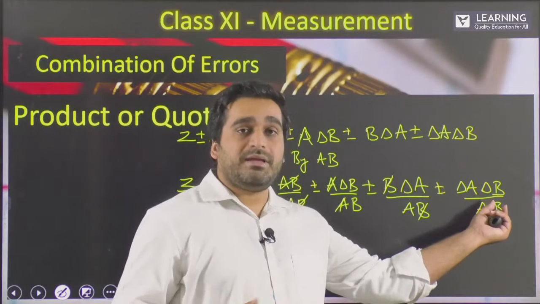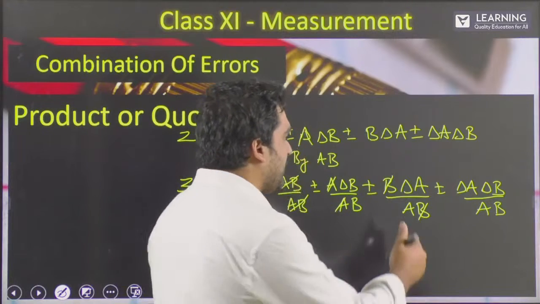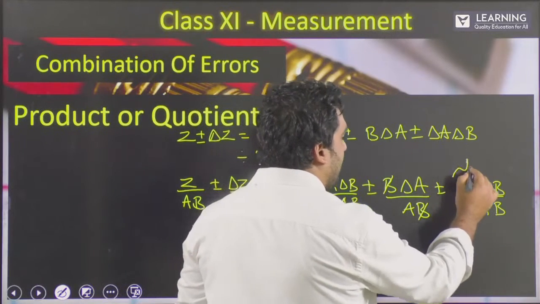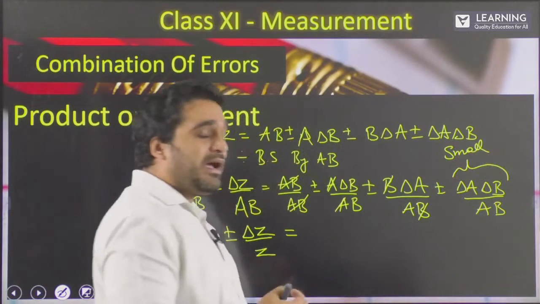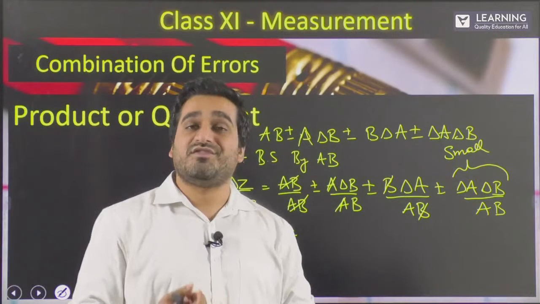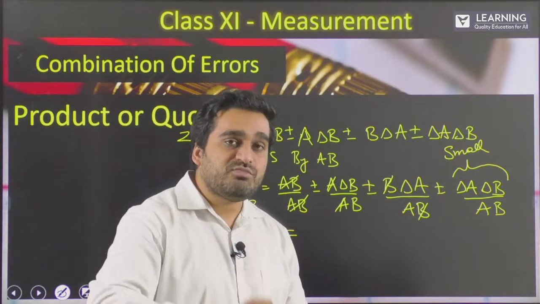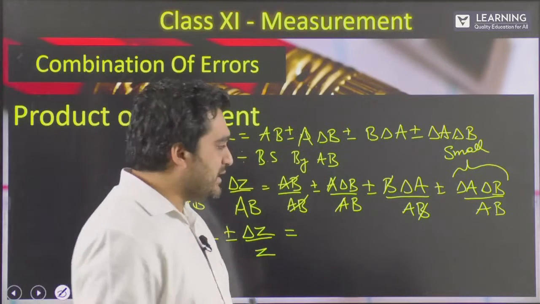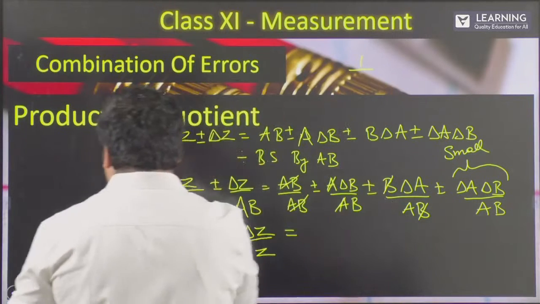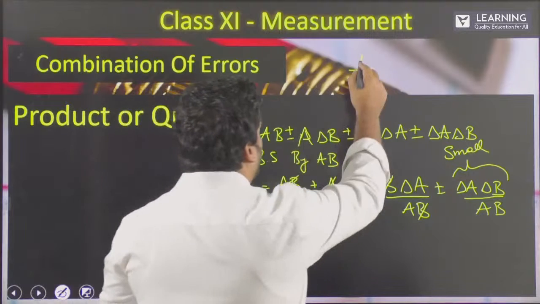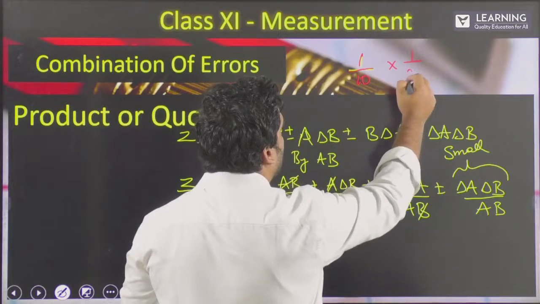In the case of delta A delta B, first of all, delta A, an absolute error for A, and delta B, an absolute error for B, are very small quantities. Delta A, delta B are small quantities. And when you multiply these two small quantities, which are decimals, they become even smaller quantities. To give you an example, let's assume 1 by 10 times 1 by 20.